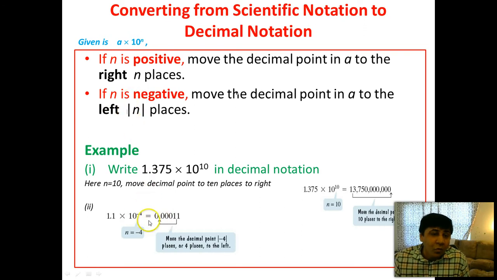So we have to move 4 places to the left. So this is already here. We have to move 4 to the left. So 1 is this, and then we have to have 3 zeros. So that's how you got this one here. Okay, I hope you got the idea here.